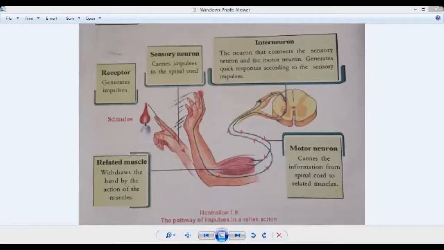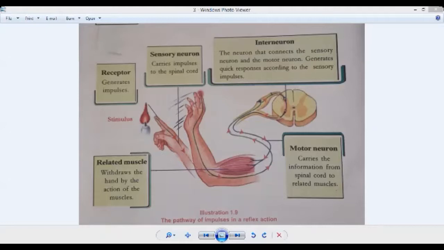That quick response is given out from the spinal cord through the motor neuron, through the ventral root. That is, motor impulses are given through the ventral root, and the motor neuron carries these impulses to the related muscle. Here the related muscle is the muscles of the hand. When the message reaches the muscles of the hand, we will suddenly pull our hand from the fire. So the related muscle withdraws the hand by its action. This is clear for you. This is the pathway of the reflex action, which is known as the reflex arc.